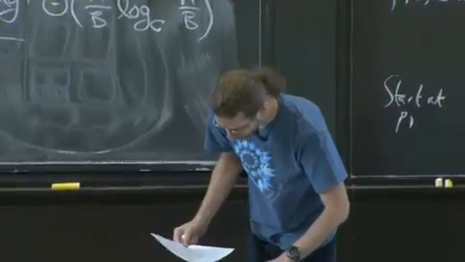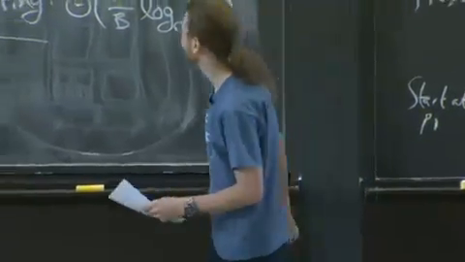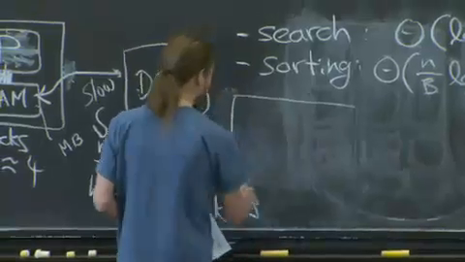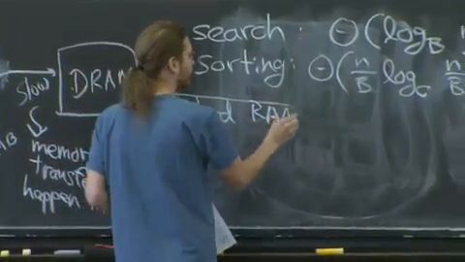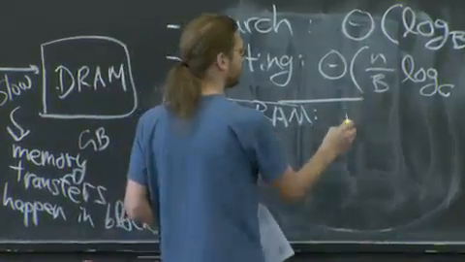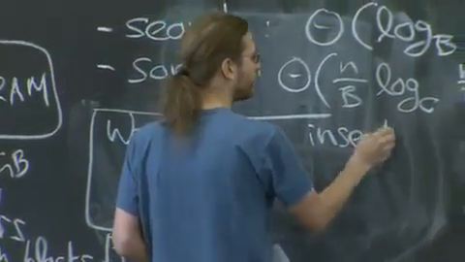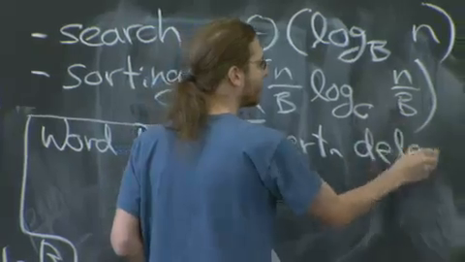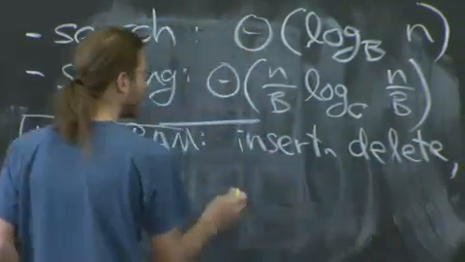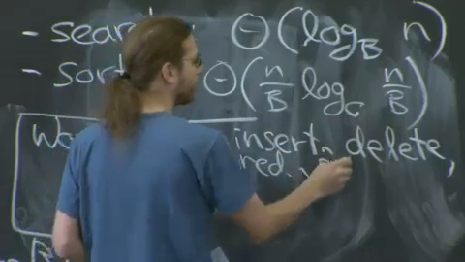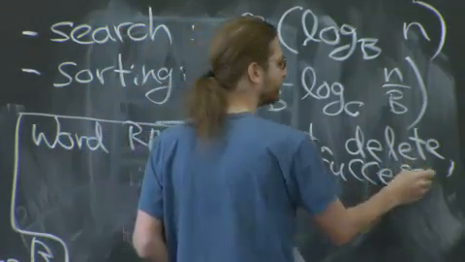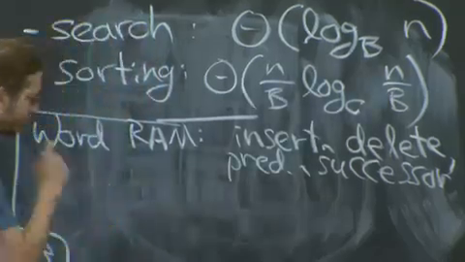All right, this is too much fun to pass up. On the word RAM, there's this problem which we've dealt with several times. What if you want to maintain a dynamic set of elements, integers? I want to do insert, delete, predecessor, successor. This is what binary search trees do. But you can do better.